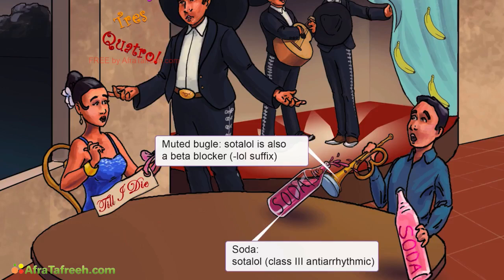It sounds kind of like a beta blocker, right? Well, it turns out sotalol exhibits both the action potential prolonging effects of Class 3 and the beta adrenergic receptor blocking effects of Class 2, which is why our proposer over here is nervously holding a muted beta-shaped bugle, the recurring sketchy symbol for beta blockers.